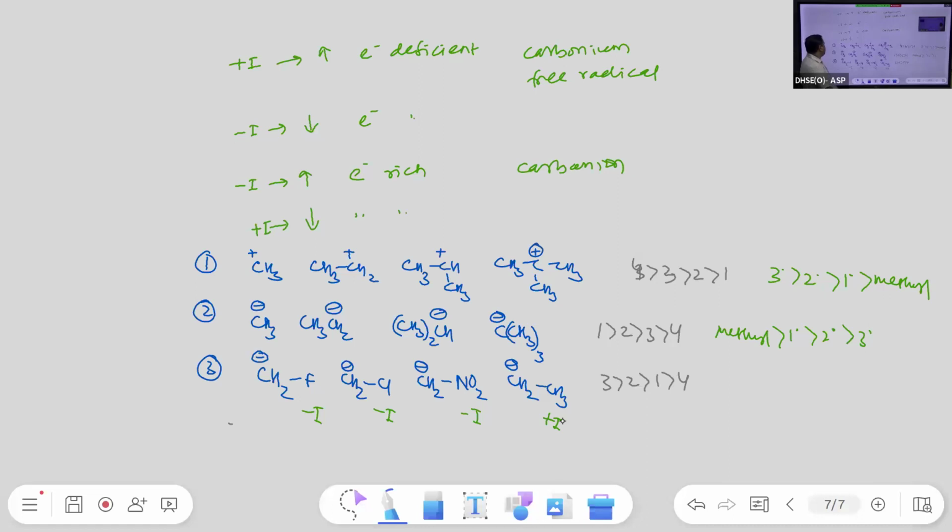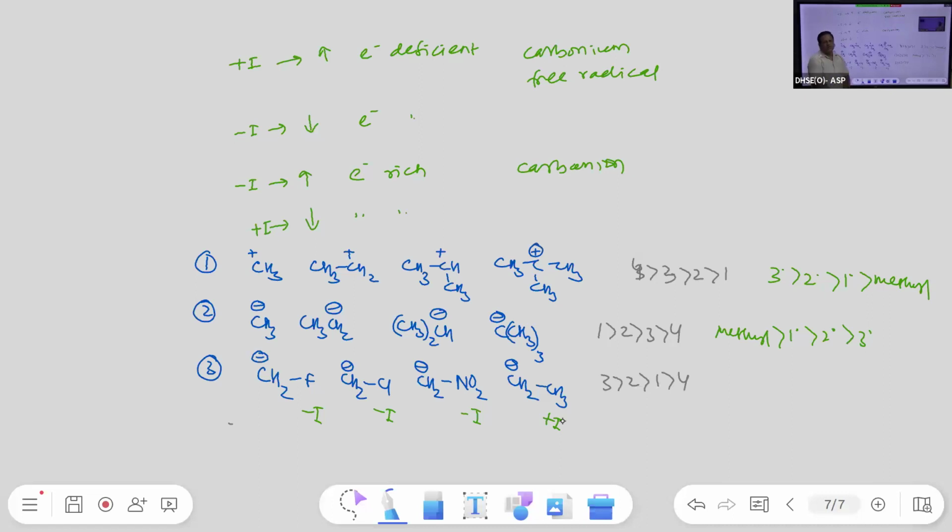Then between fluorine and chlorine, the minus I power of fluorine is greater than chlorine. Again repeating, minus I power of fluorine is greater than chlorine. So fluorine should be more stable, meaning one should have more stability than two. But the answer says chlorine is more stable than one.